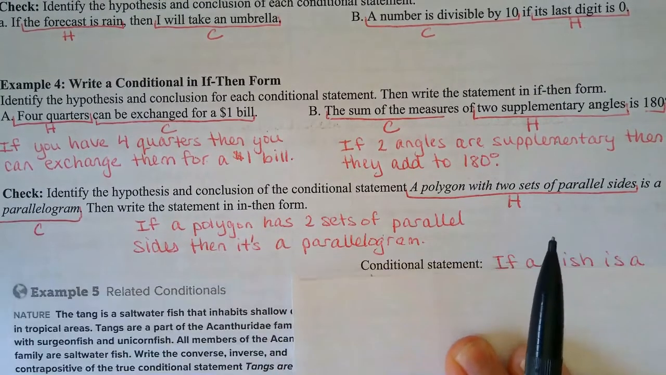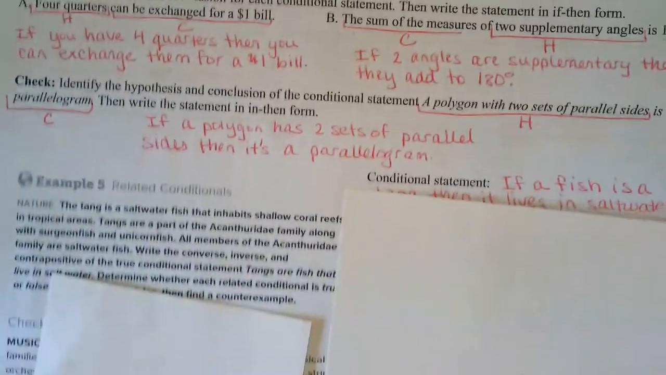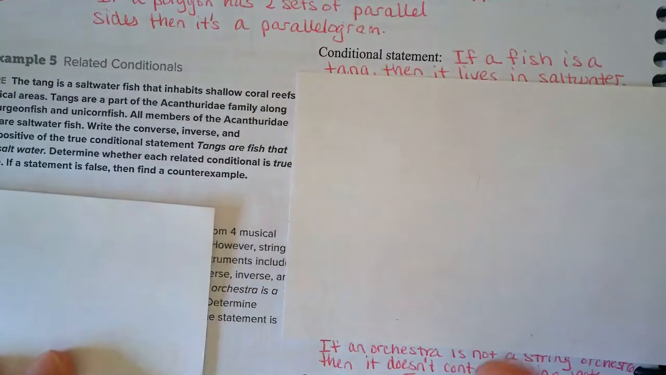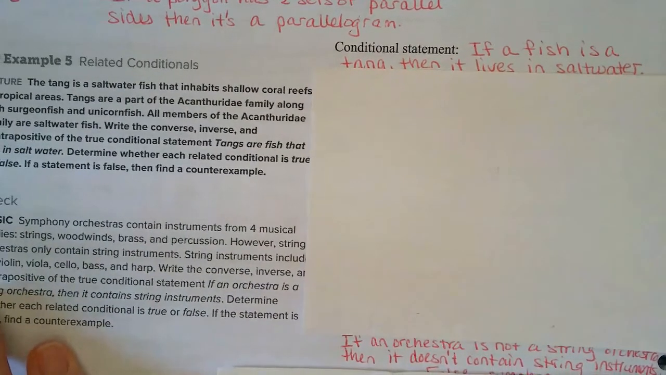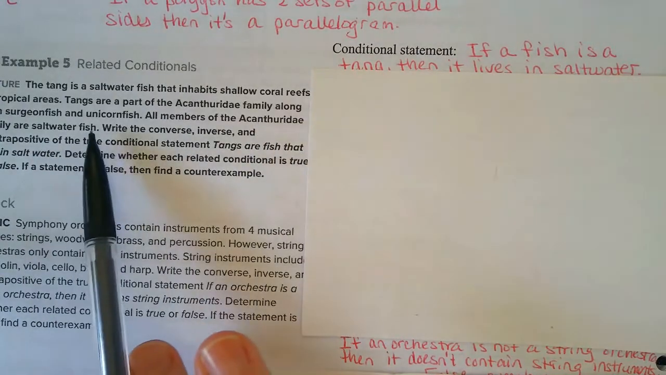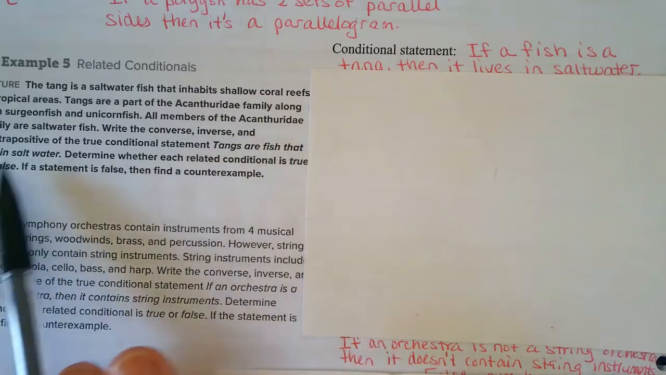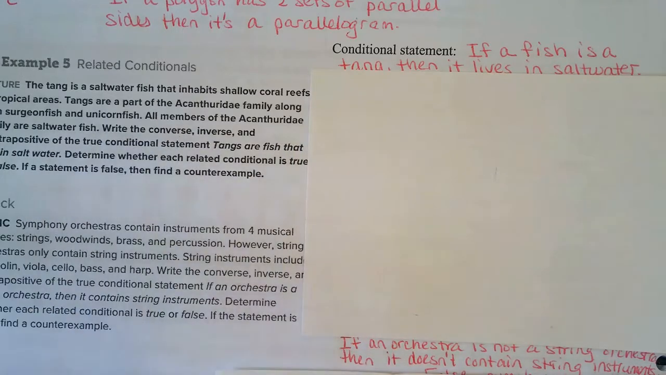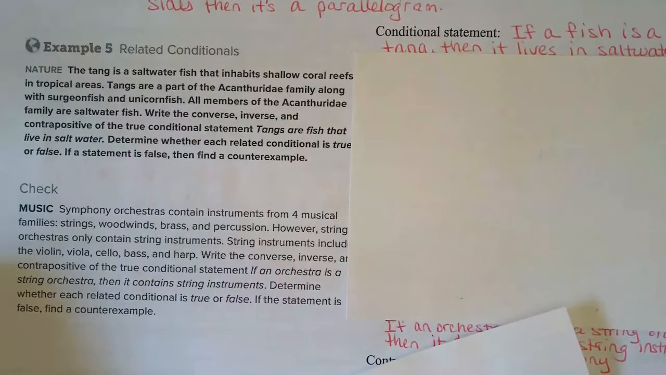Okay, now applying all of our vocabulary words. So in example 5, it says the tang is a saltwater fish that inhabits shallow coral reefs in tropical areas. Tangs are part of the Acanthuridae family, along with surgeonfish and unicorn fish. All members of the Acanthuridae family are saltwater fish. Write the converse, inverse, contrapositive of the true conditional statement.